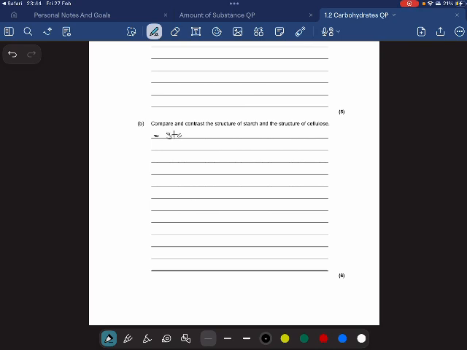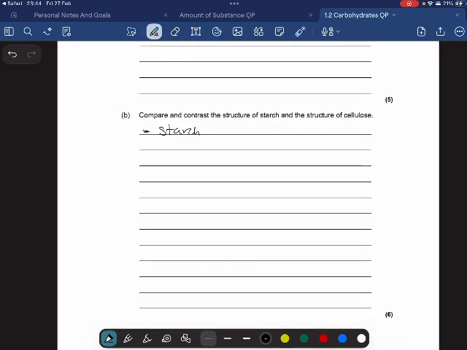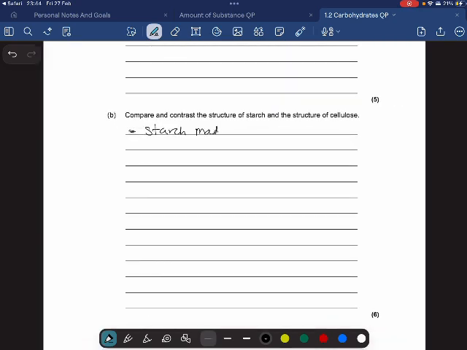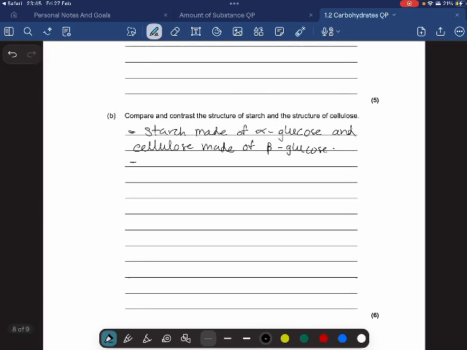So starch is made of alpha glucose and cellulose is made of beta glucose. Okay, so I like to do my answers in these kind of bullet points to make sure I get all my marking points down.